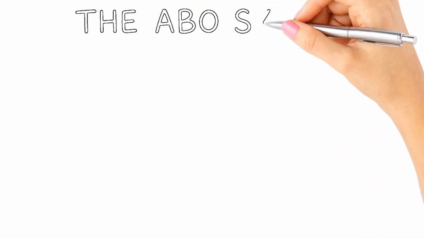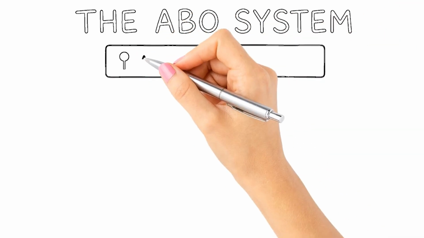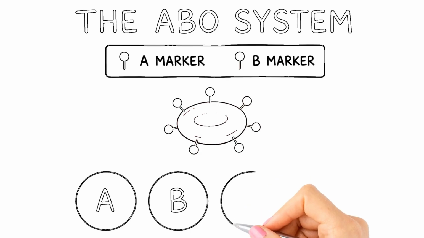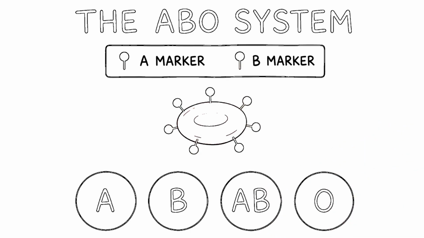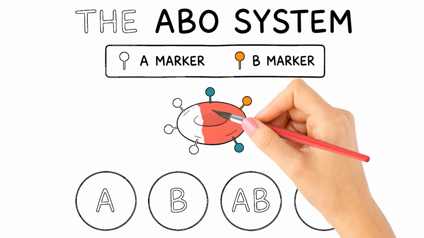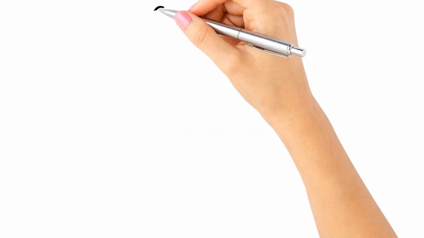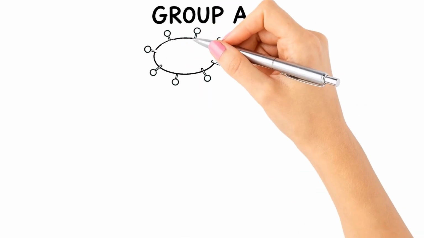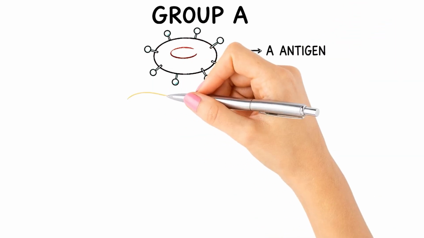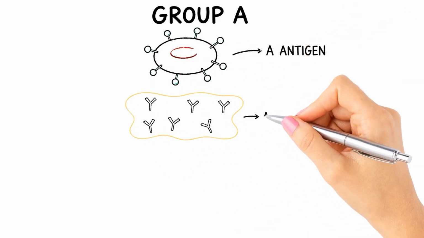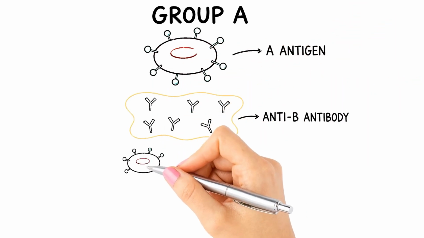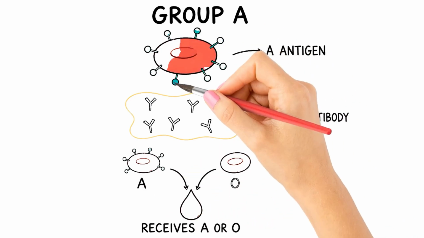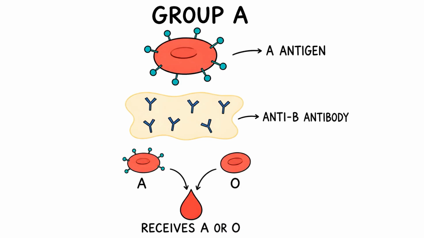The ABO system classifies blood using 2 surface markers, A and B, together with antibodies in the plasma. 4 combinations are possible: Group A, Group B, Group AB, and Group O. Group A red blood cells carry A antigens. The plasma normally contains anti-B antibodies, which can react against red cells carrying B antigens. In basic ABO matching, Group A receives A or O red cells.